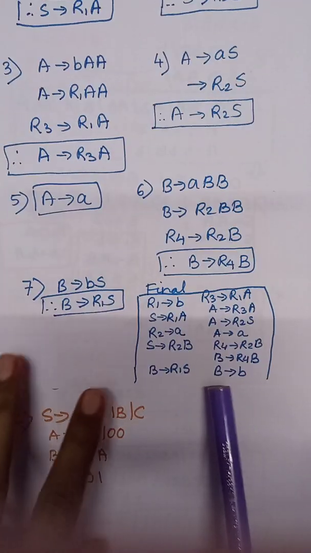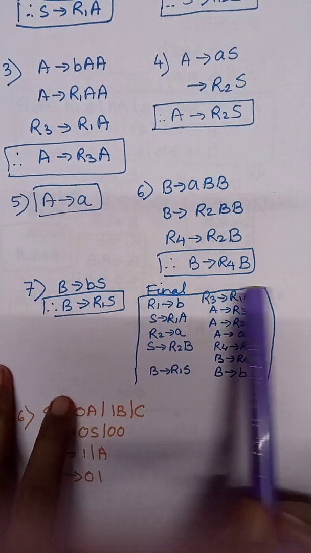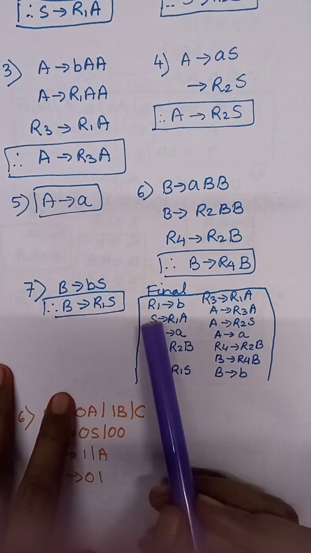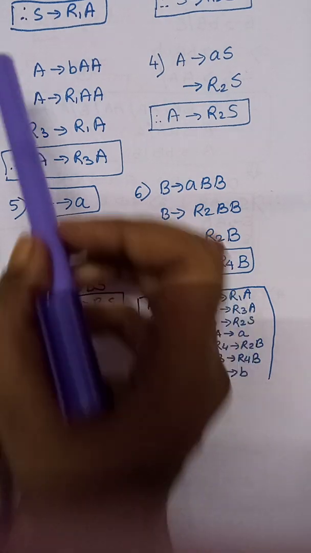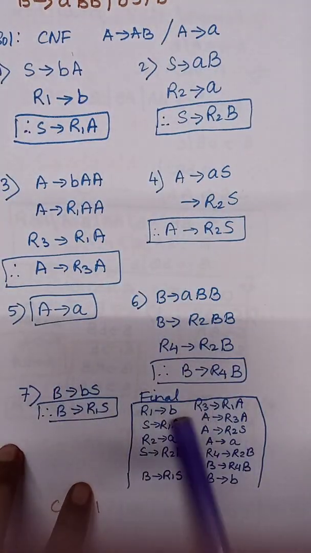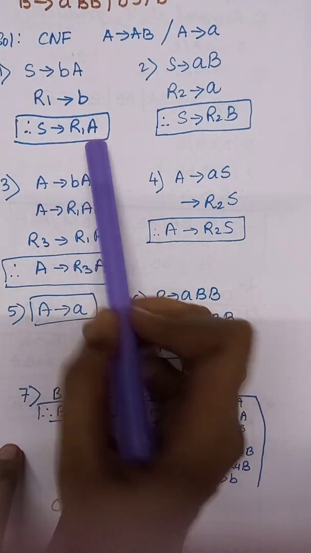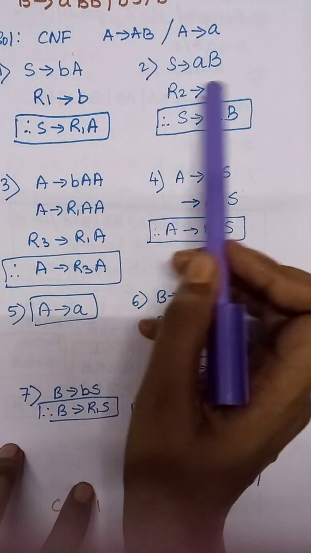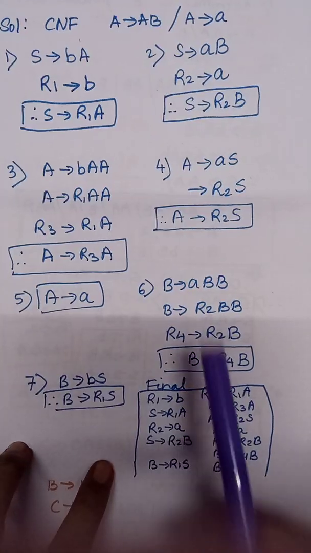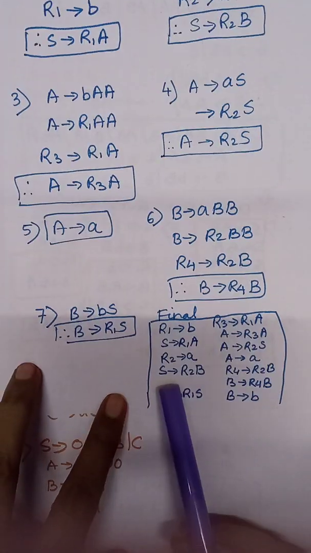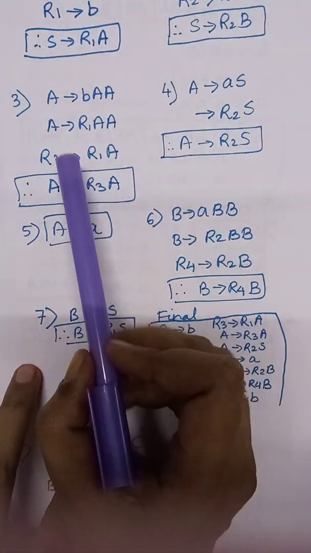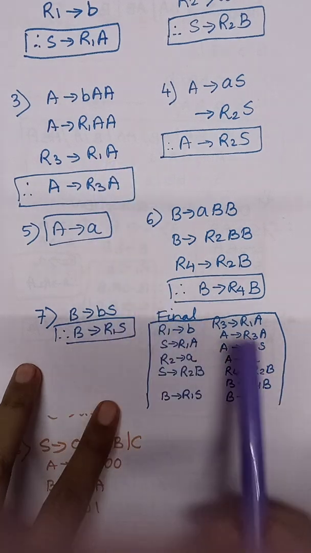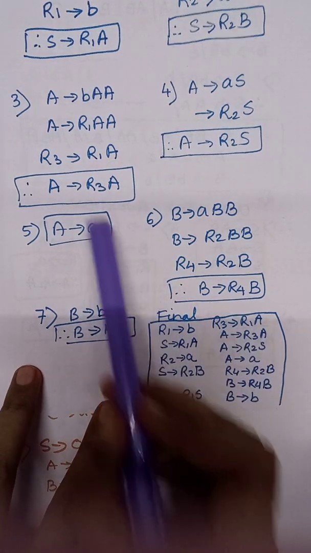So at the end, we are going to combine everything together in the CNF format. R1 is producing B, which we have taken here. Then S is producing R1 and A, that we have to write here. R2 is producing A, that we have to combine here. S is producing R2 B. Okay. Then the next one is R3 is representing R1 and A.